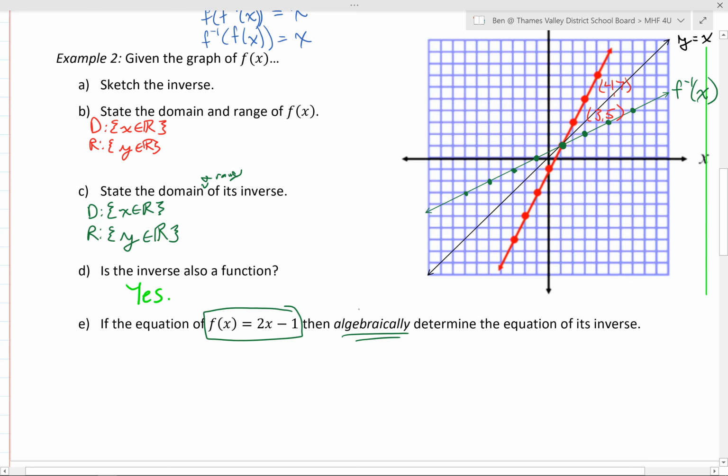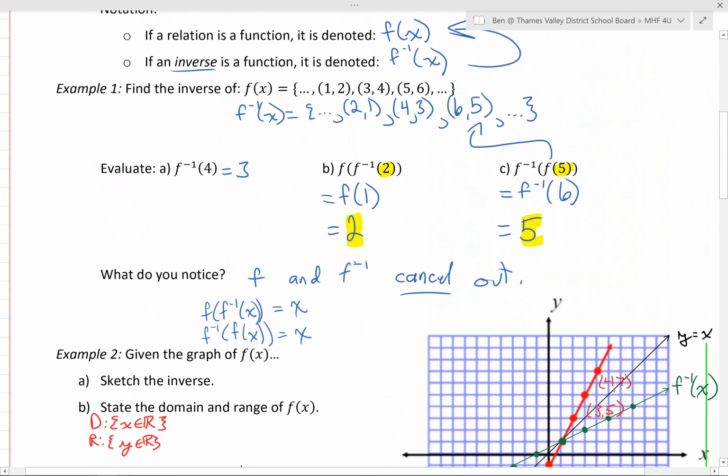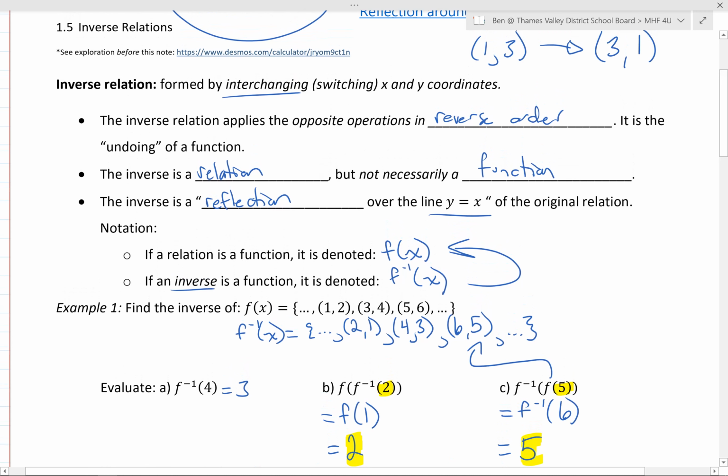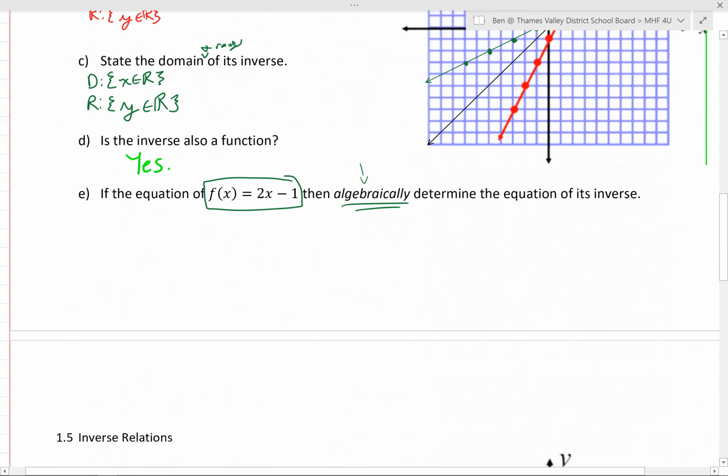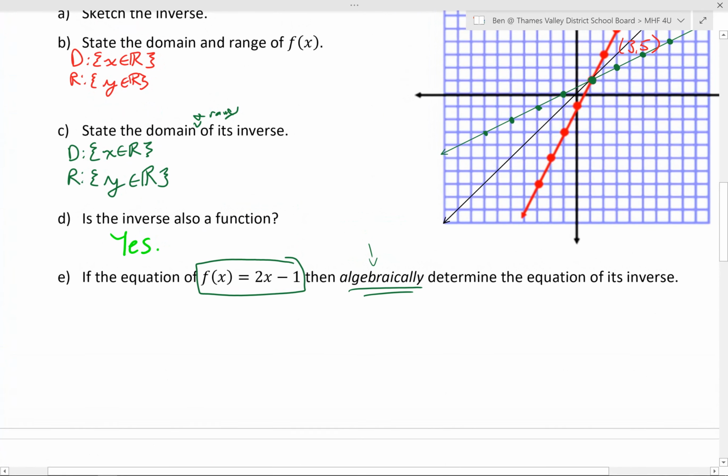If this did not specify algebraically, we could just analyze this line and come up with its equation, but we're not going to do that. We're going to algebraically find it. So again, we're going back up to the basic properties we had, and we'll note here the inverse relation applies the opposite operations in reverse order. It's the undoing of a function.